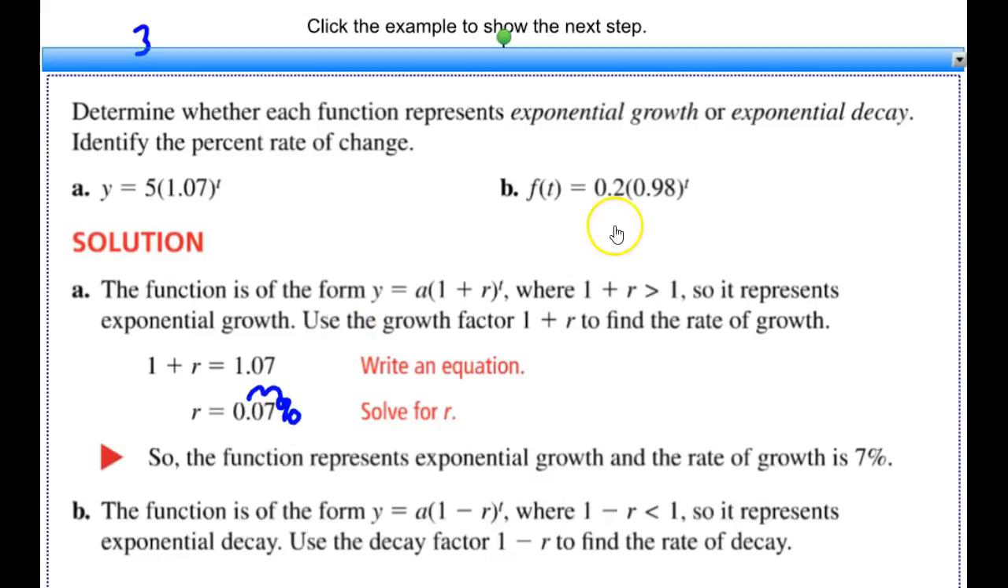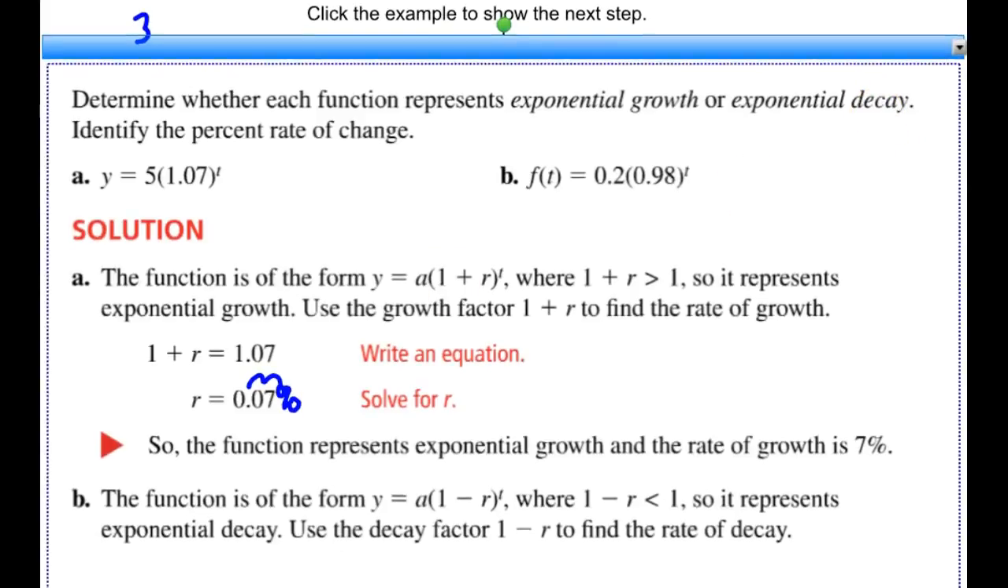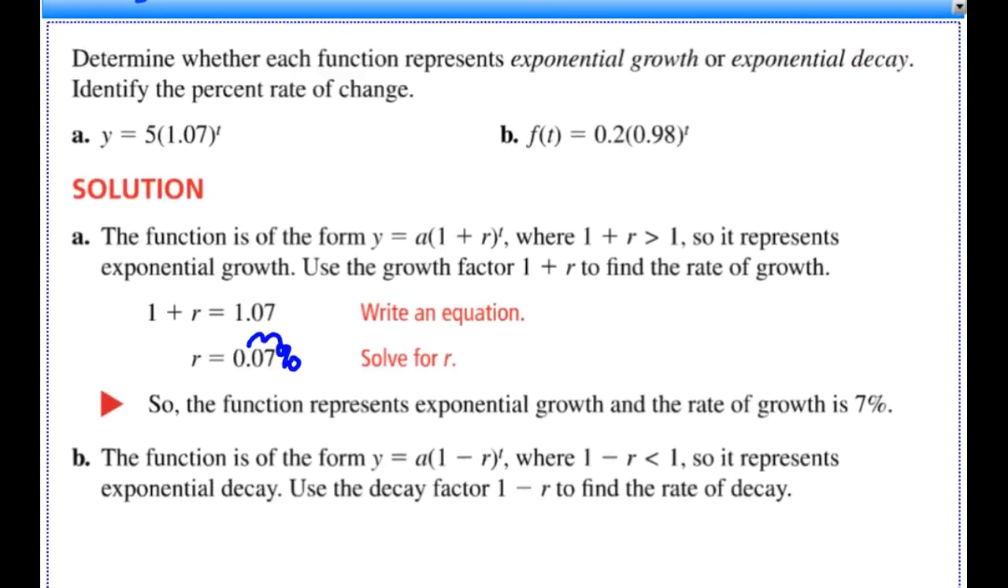Okay, so let's look at B. So I have my A value. I see that inside my parentheses is less than 1, so I know that it's going to be my exponential decay. So now I just have to figure out the percent decay.